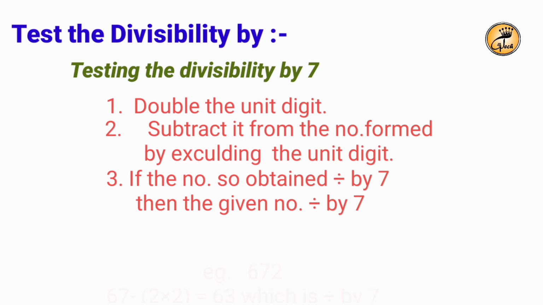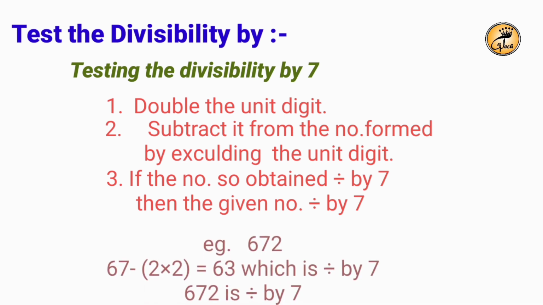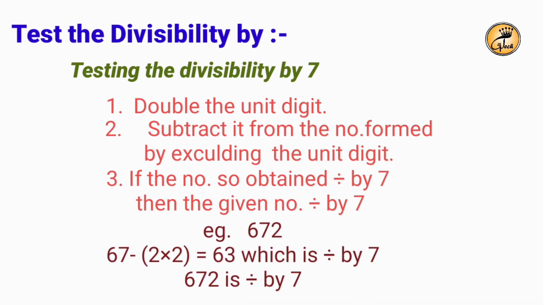For example, 672. Double of 2 is 4, and then subtract from 67. 67 minus 4 is equal to 63, which is divisible by 7. So 672 is divisible by 7.